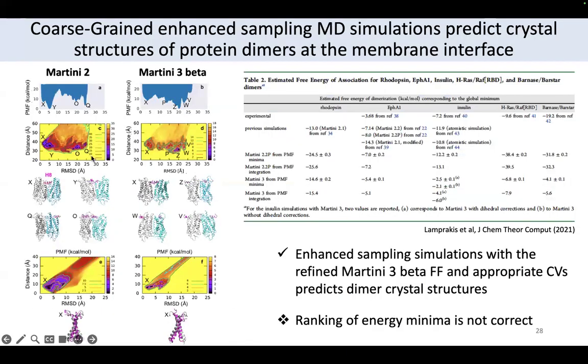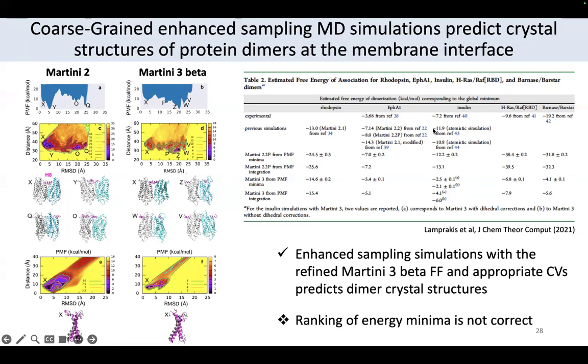So you can get the free energy minima here, but you can also compute the free energy of dimerization and compare it to experimental results. Here, for example, for this FA1, we have an experimental dimerization of 3.68. And you see here that the previous calculations with the previous force field, Martini 2, overestimated this free energy of association, but with Martini 3, it's much better.